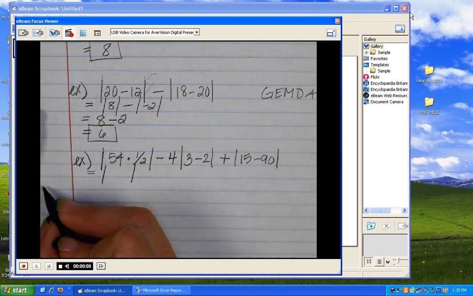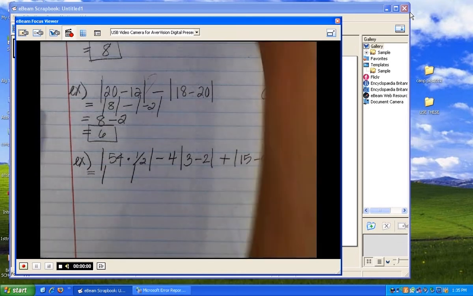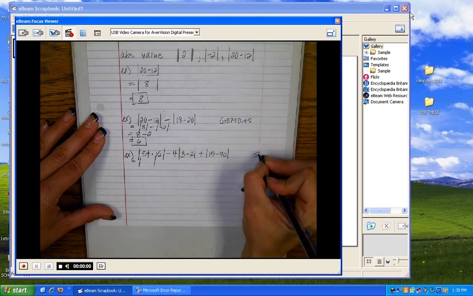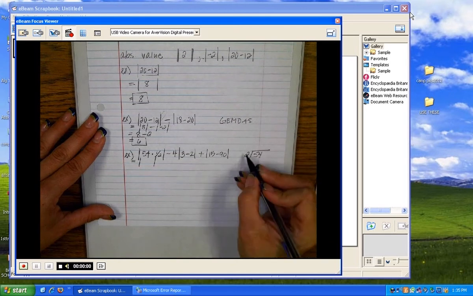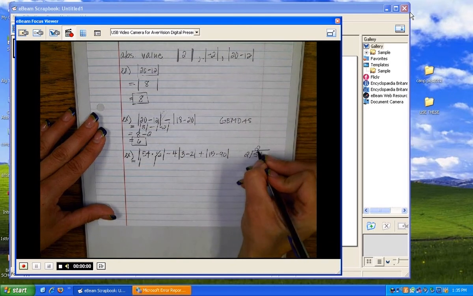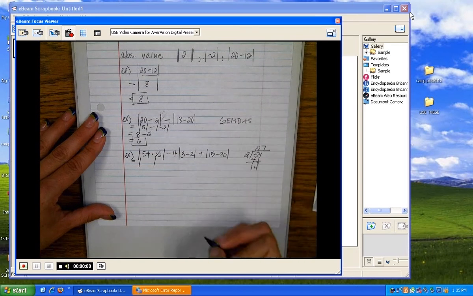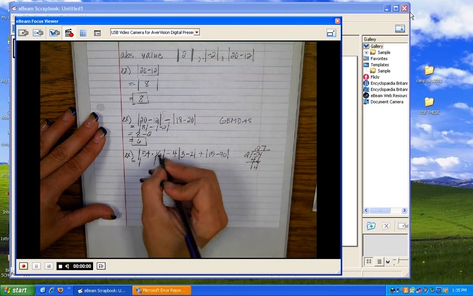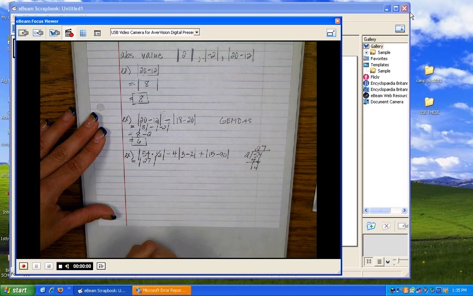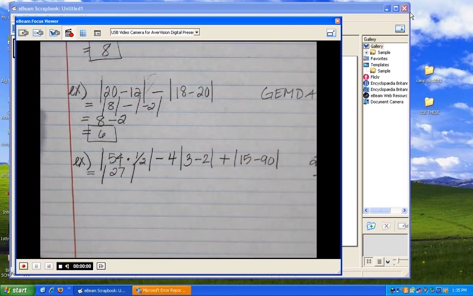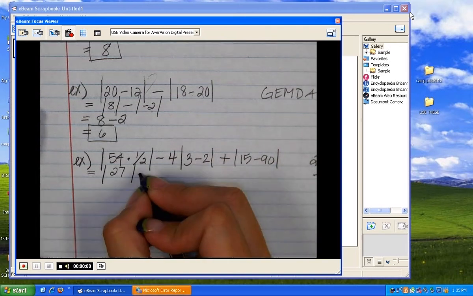So if you need to, over here on the side of your paper, let me shrink mine so you can see it better. Over on the side of your paper, you can do your work. 54 divided by 2. 2 goes into 5 2 times. 2 times 2 is 4. Subtract, and you get a 1. You're going to bring down your 4. 2 goes into 14 7 times. So 54 times a half is really 27. Okay? I'm going to enlarge my paper again. So you have the absolute value of 27 minus.